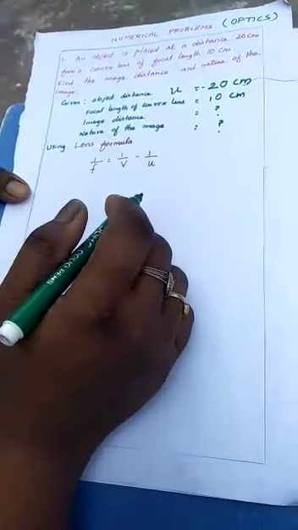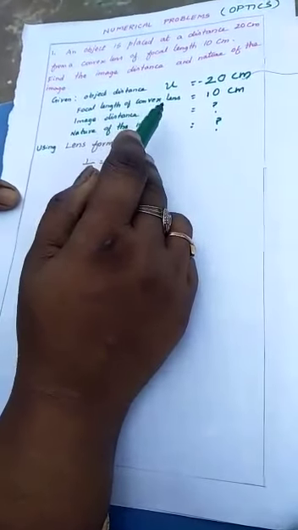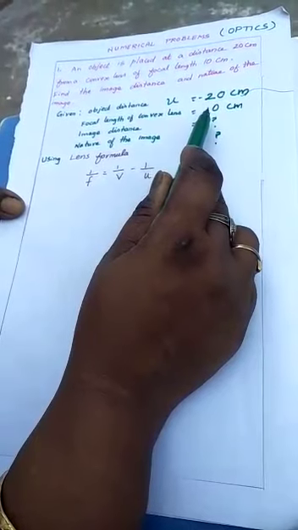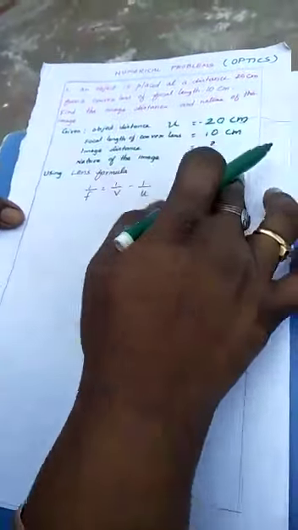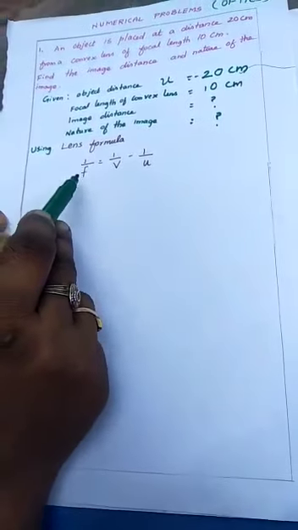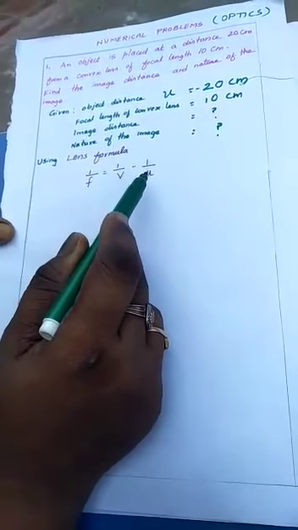Now we know already that object distance is always taken as negative as per sign convention, so u equal to minus 20. Focal length of a convex lens, for a converging lens, is positive, so it is taken as positive 10 cm. Now we have to apply these values in the lens formula. Lens formula is 1 by f is equal to 1 by v minus 1 by u.